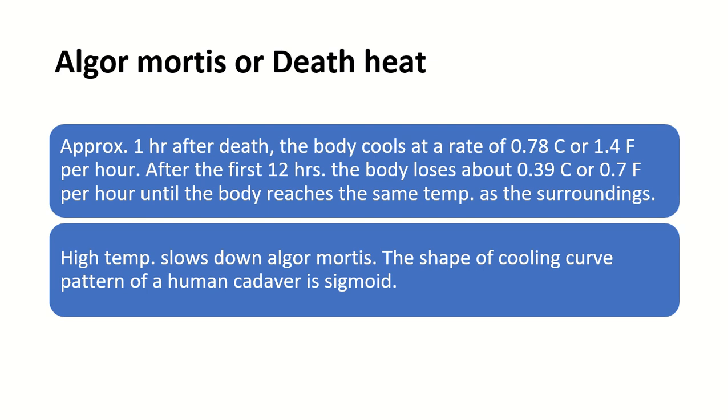High temperature will slow down algor mortis. The shape of the cooling curve pattern of a human cadaver is sigmoid. As you can see, till the first 12 hours it is increasing, then it is increasing a little less, and then it will become constant. So the four mortis that we have studied are pallor, livor, rigor and algor mortis.